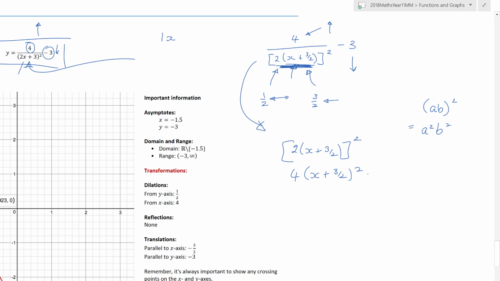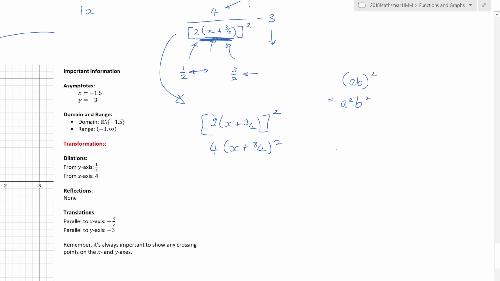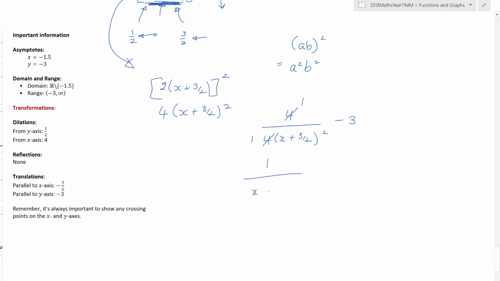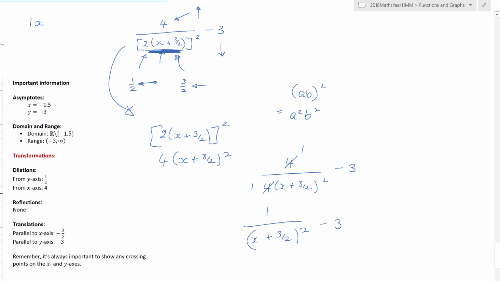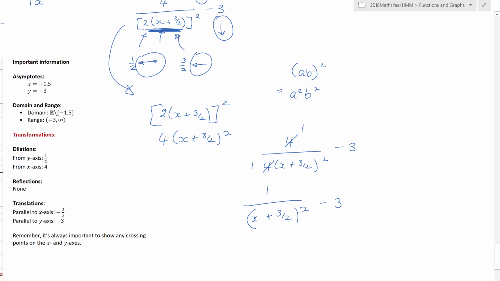I haven't actually changed the base of my graph. It's not making things any different, but look what now happens. I have 4 over 4 times x plus 3 on 2 squared minus 3. And I happen to know that 4 divided by 4 is 1. So my much simplified function becomes that, which actually means I've turned 4 different transformations into actually 2. This graph here and this graph here are identical, I promise you, and I'll show you in a second. But now, by doing that tiny bit of algebra, all I've got to worry about doing is moving my original function 3 on 2 that way and down 3. So much easier.